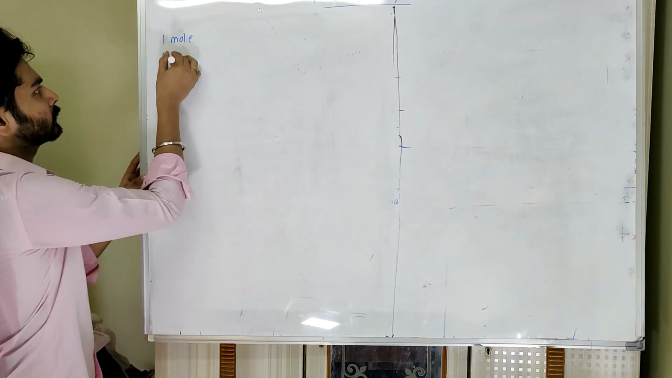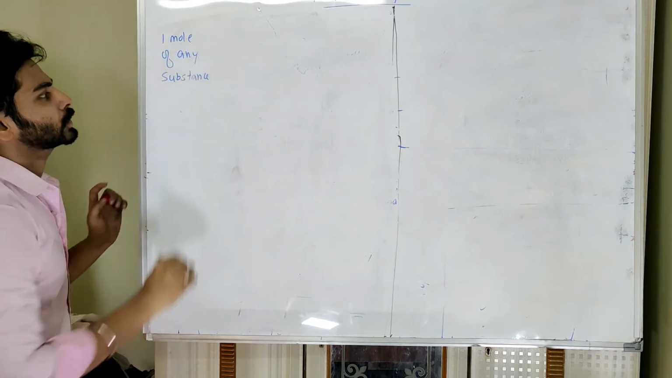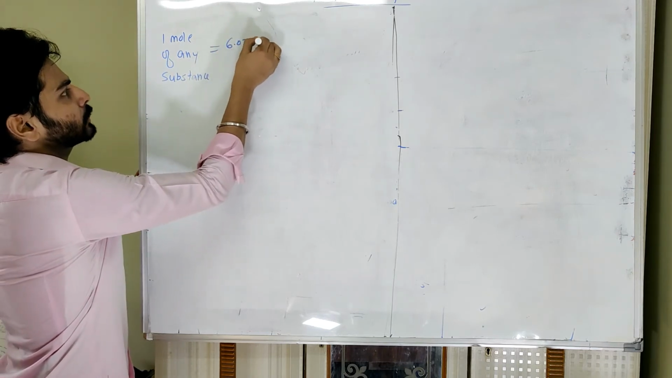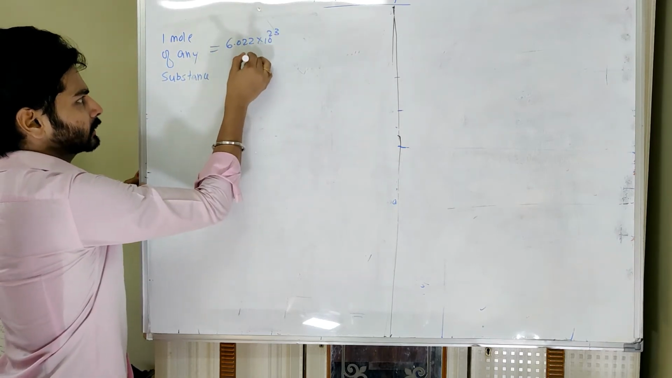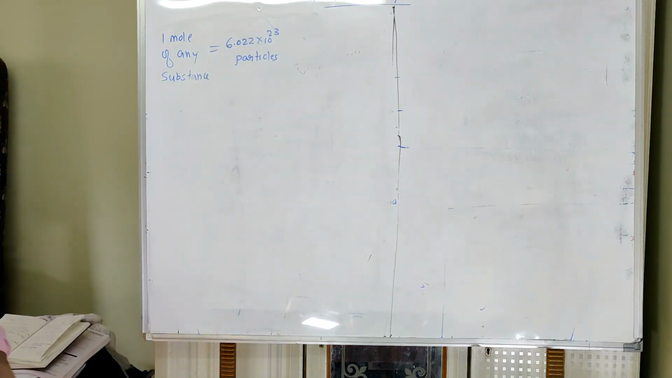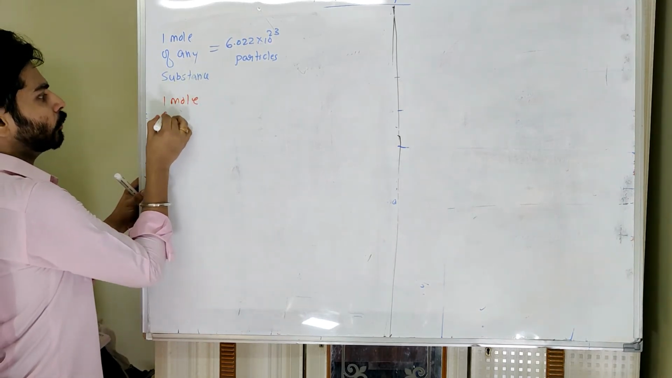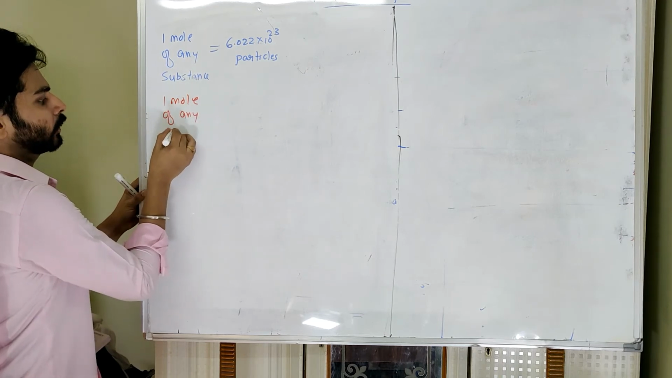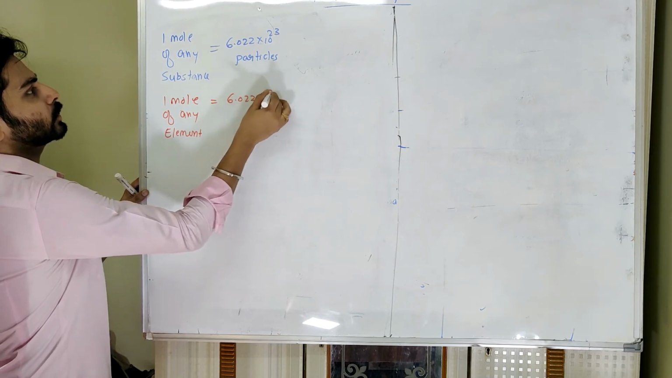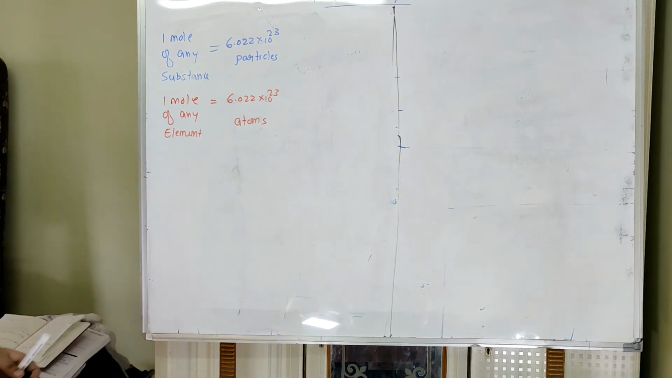1 mole of any substance, right now I do not know whether the substance is a compound or an element, I can say it must contain 6.022 into 10 raised to 23 particles, the smaller particles of that substance. But if I know that the substance is an element, then I can say 1 mole of any element is equal to 6.022 into 10 raised to 23 atoms. Elements are made up of atoms, so that's why I'm using atoms there.